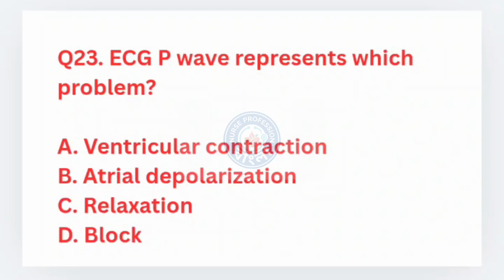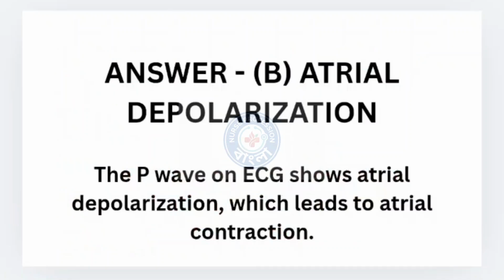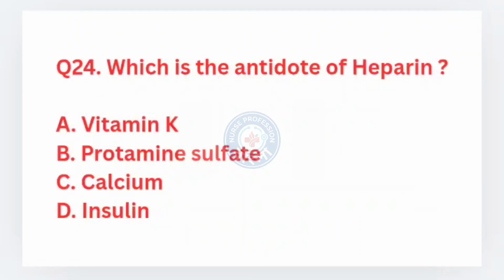23. ECG P wave represents which event? Ventricular contraction, atrial depolarization, relaxation, block. Answer: atrial depolarization. The P wave on ECG shows atrial depolarization, which leads to atrial contraction.